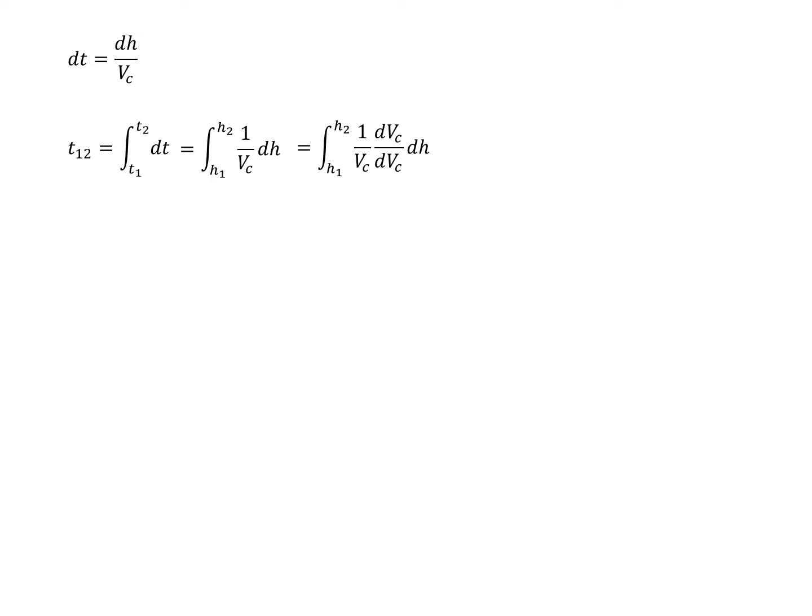So what we do is, in the integration part, we multiply by dVc divided by dVc. So that's actually multiplying by 1. Okay, then we reorganize the integral part. So we have dh over dVc. I highlight this part.